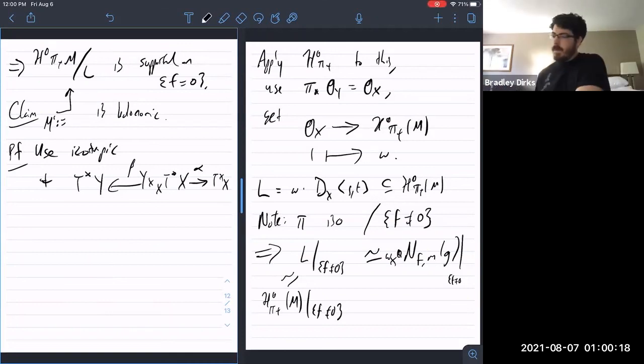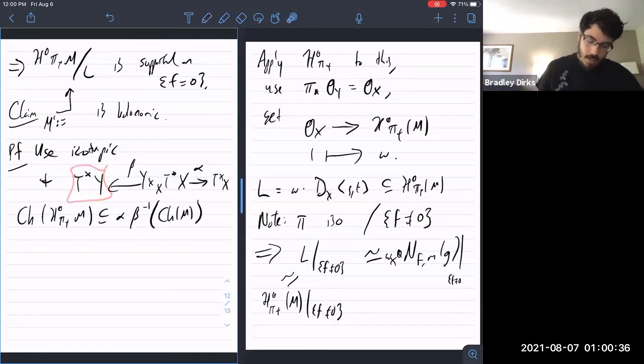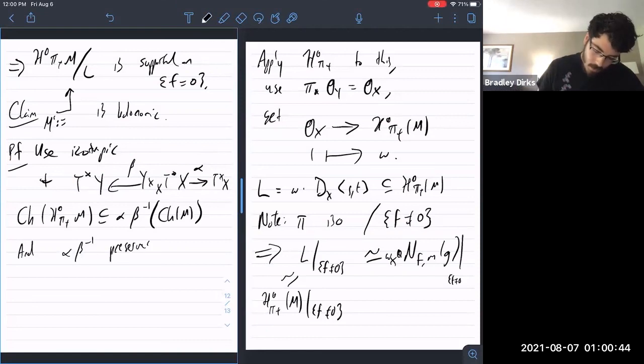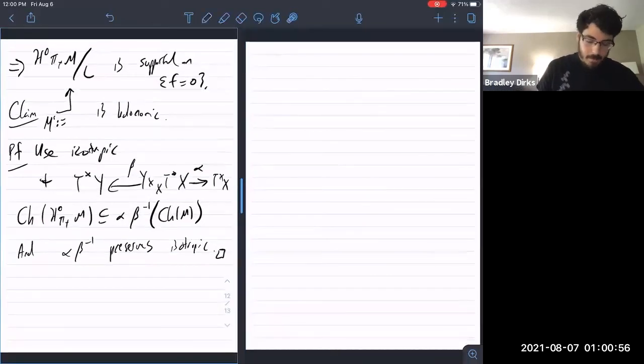This allows us to move the characteristic variety from T star Y into information about the push forward characteristic variety. So this is contained in alpha beta inverse of the characteristic variety of M, right? That was living upstairs. Pull it back to here, push it to this. And the fact that basically alpha beta inverse preserves isotropicness. So that's a very hand wavy way of putting it. We're sort of out of time, but this is where that important property comes up. And this is the convolution operation that I was talking about.